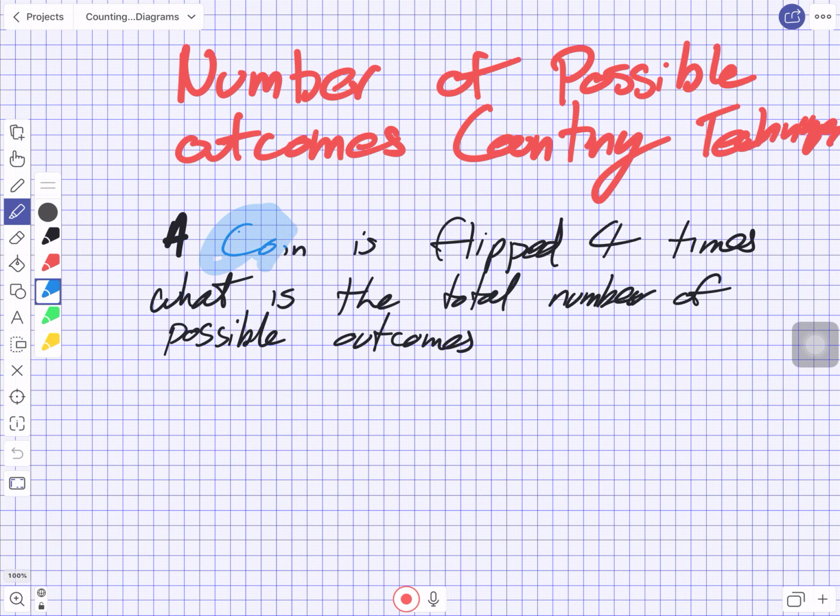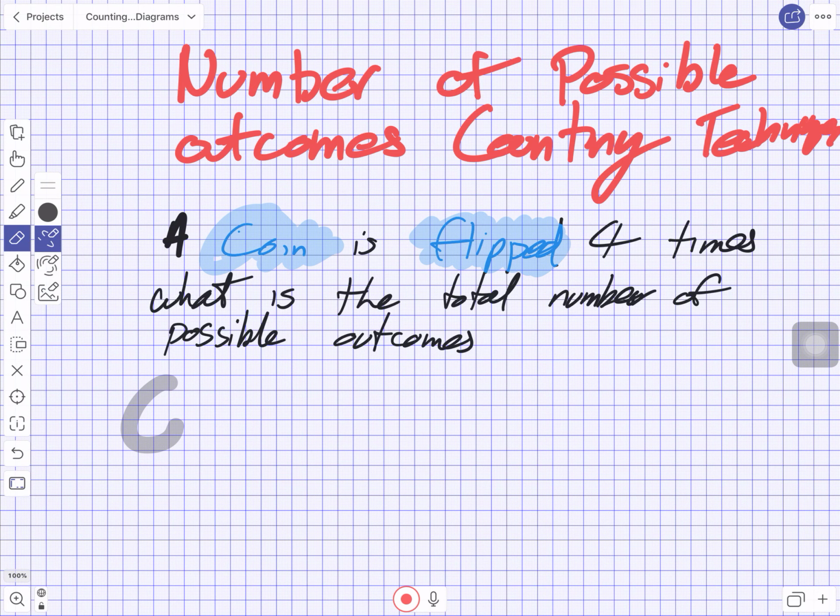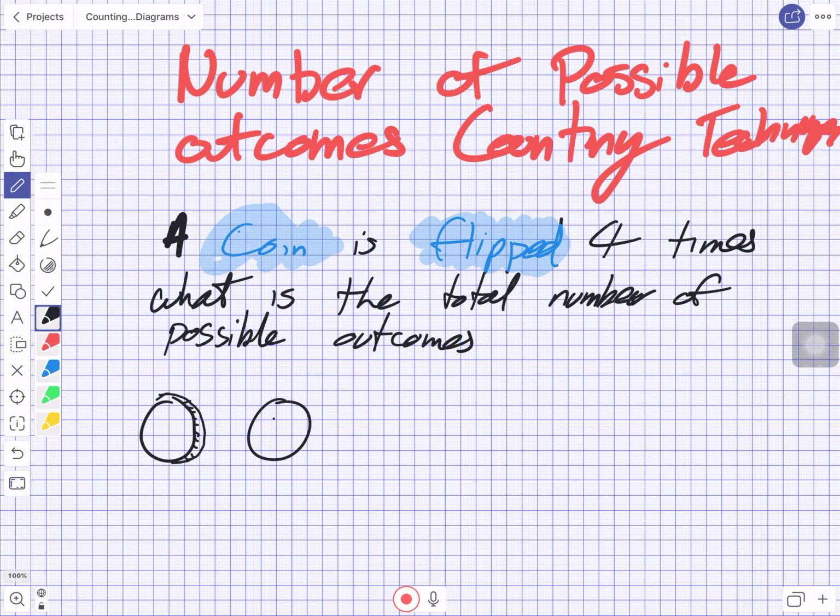A coin is flipped. And when they say flipped, essentially what they're telling you is a coin, it's a very small cylinder. There you go. A coin. It has a face, and then another face. You have a heads and a tails to your coin, right? And when you flip it, you either get one side or the other. So the number of outcomes is 2. There are 2 possibilities for a coin.